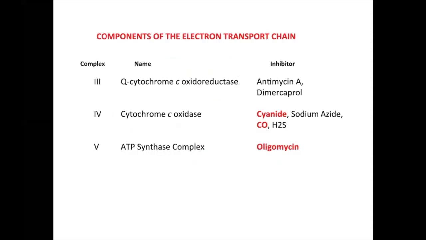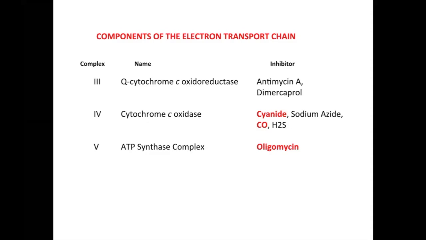Now, what about complex 3, 4, and 5? So complex 3 is cytochrome complex. The inhibitors would be antimycin A and dimercaprol. Cytochrome oxidase, this is complex 4. The inhibitors are cyanide, sodium azide, hydrogen sulfide, and carbon monoxide. Now tip, what is highlighted in red? Cyanide and carbon monoxide. These are the ones that recently popped out in the actual boards. Complex 5, which is your ATP synthase complex, is inhibited by oligomycin.